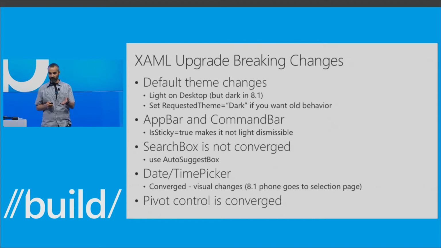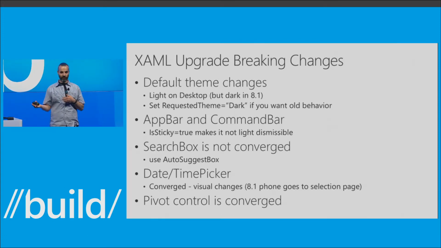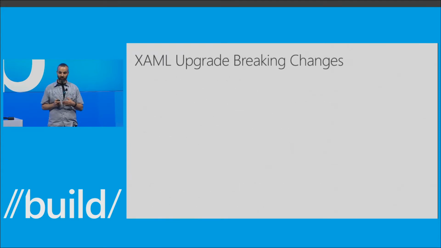Pivot control is now converged. This isn't a breaking change, but if you were using it on phone before in your Universal app and you were hoping to use it on desktop but it wasn't there and you had to use something else, maybe Hub or something else, it's now available and converged. Joe Stegman had a great talk covering the overview of what's new in XAML. I highly recommend checking that one out.